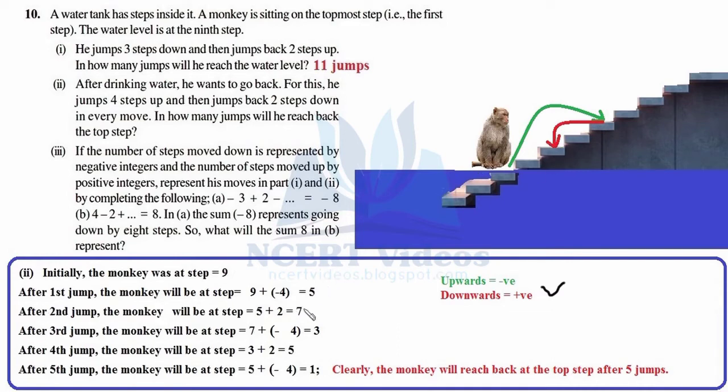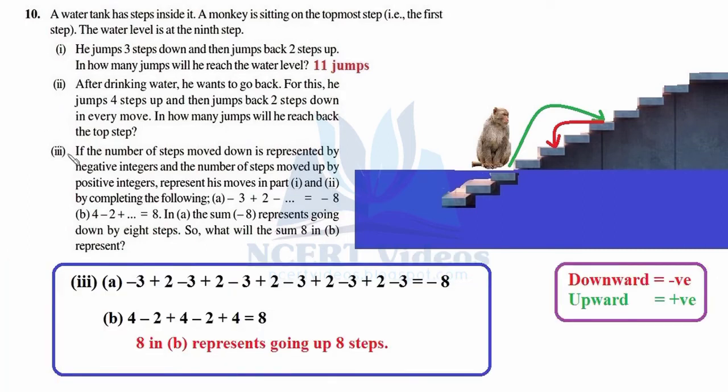Okay. Now again from the 7th step, he will jump 4 steps upside. So 7 plus minus 4, as you know that upside is negative. So 7 plus minus 4 is equal to 3. And from the 3rd step, he will jump back 2 steps. So 3 plus 2, he will reach the 5th step. Now from the 5th step, he will have to make the last jump, that is 5 plus minus 4, so he will reach the first step. That will be his last jump. So total he has to jump 5 times.